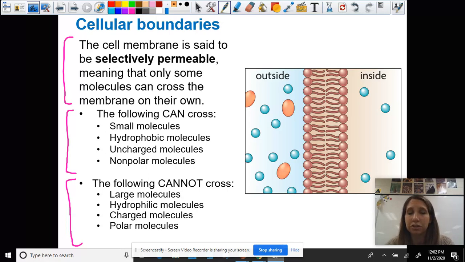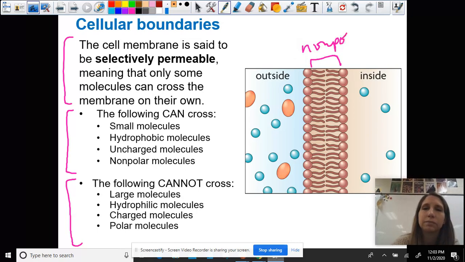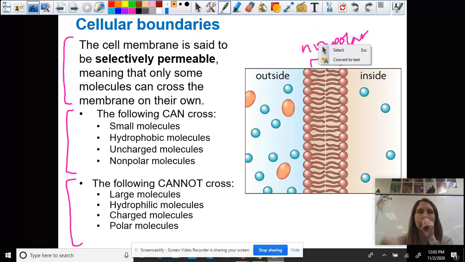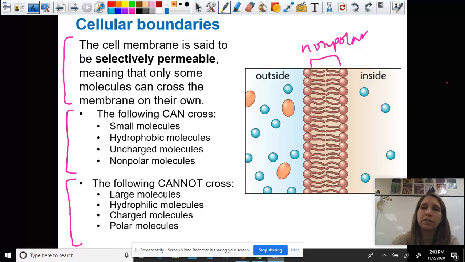These are uncharged and nonpolar molecules. So that means anything that can cross has to be able to interact with my nonpolar, uncharged fatty acid tail interior of my membrane. The reason for that is because we want to be able to interact with all of this on the inside. Anything that's going to cross, if they can't interact with those fatty acid tails, they're not going to be able to get across the membrane.